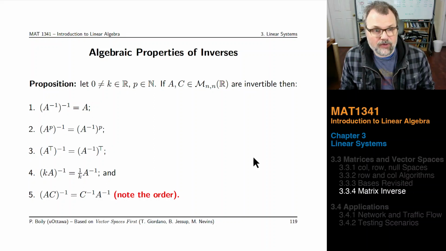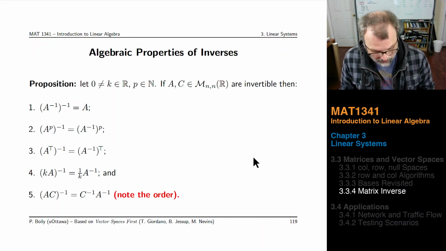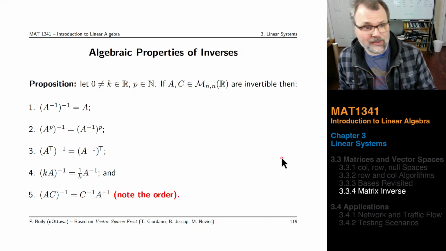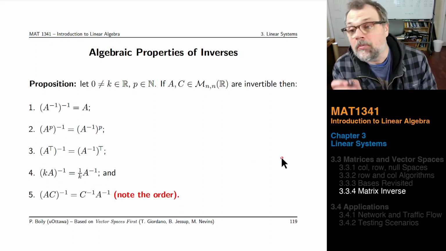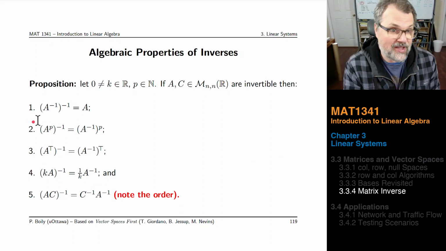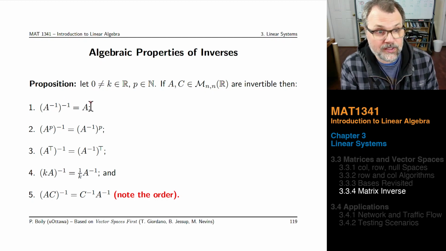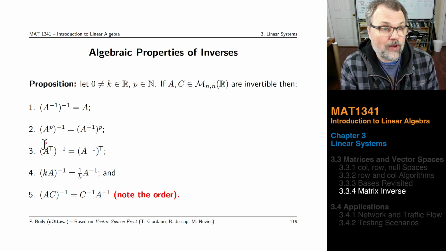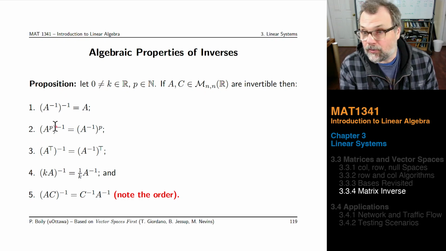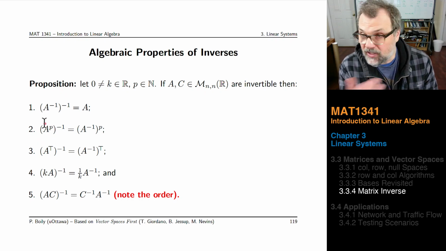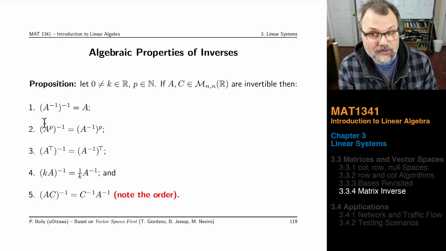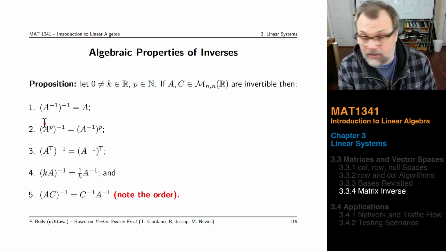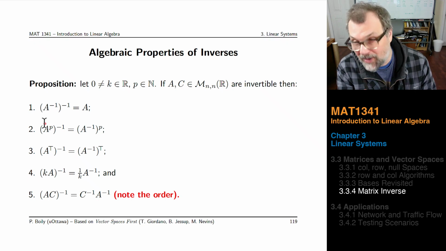So there's tons of properties for the inverse and how they behave with respect to multiplication. As I've mentioned, the inverse of the inverse is the matrix back. If you raise a matrix to the pth power, like say you cube it, and you compute the inverse, that's exactly the same thing as first computing the inverse and raising it to the third power, pth power in this case.